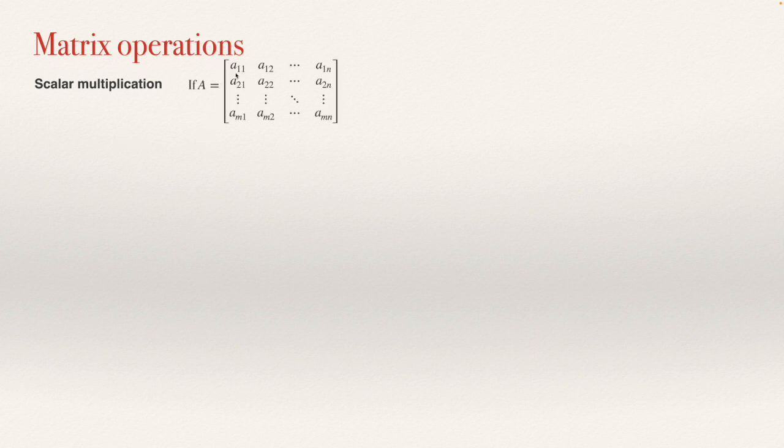In this video I will be explaining some matrix operations. The first operation of matrices is what we call scalar multiplication. Assume that we have a matrix A, and here are the elements of the matrix.